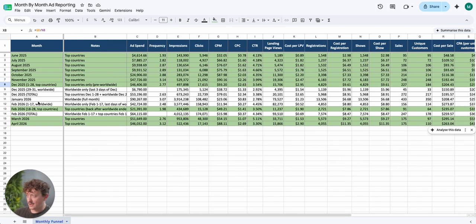Because if you look at this, this is what's really interesting: that spend there is the same as this spend here. So it's not like we're spending triple now what we were this time. And this is Q4, right? This is the most expensive time of year to be running ads.